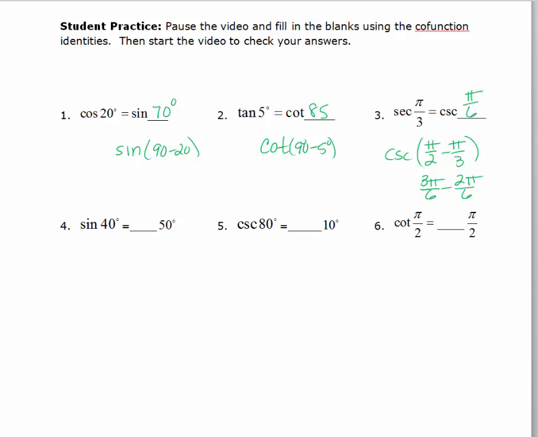The sine of 40 is going to equal the cosine of 50. Cosecant of 80 is going to equal the secant of 10. And since pi over 2 plus pi over 2 add up to 90, the cotan of pi over 2 equals the tan of pi over 2. Right, so that's it for the cofunction identities. They're fairly reasonable and simple to use.